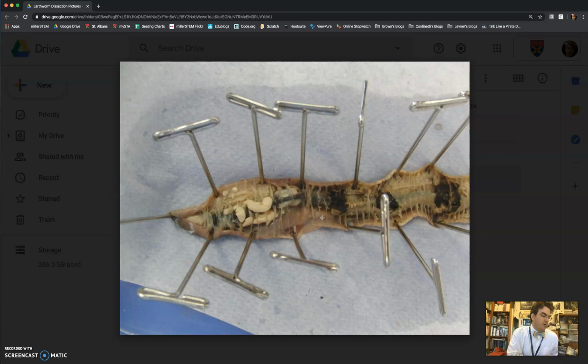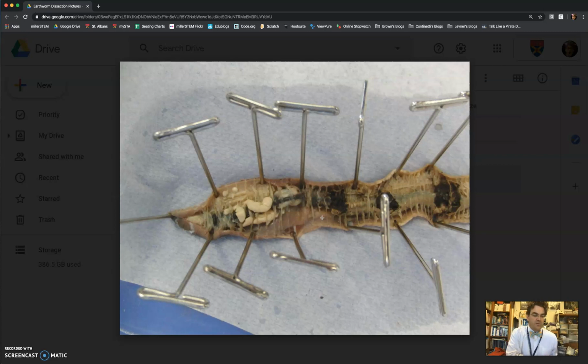Then you move on into the crop, and the crop is where food is stored until it gets digested. So no digestion actually happens in the crop. It's just a place where the food gets stored until it passes further on into the gizzard. And the gizzard is where the worm breaks down the food in a grinding action. And so the gizzard does a good portion of the digestion for the worm.